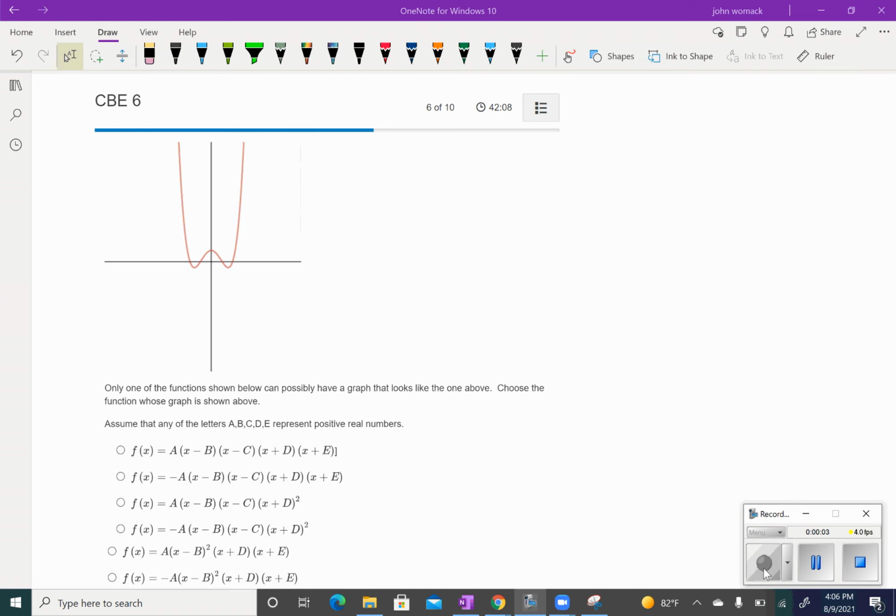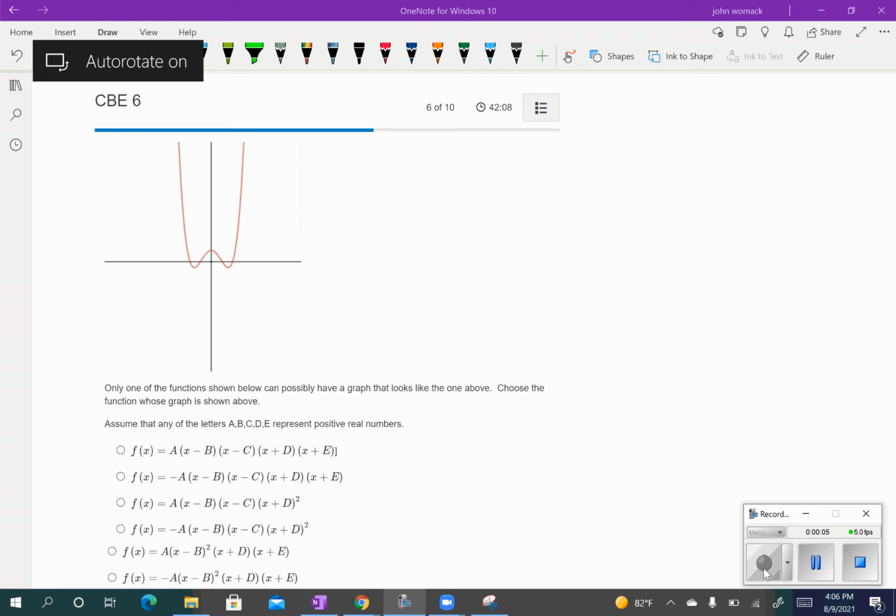All right, so it's question number 6. You're trying to figure out which one of those functions could possibly be the one up above. So what you look at is the x-intercepts, which are the zeros, and see where they cross at. This one has 4 of them, which means it's going to have 4 factors. And if you notice, it crosses at each of them, which means your power is going to be 1.